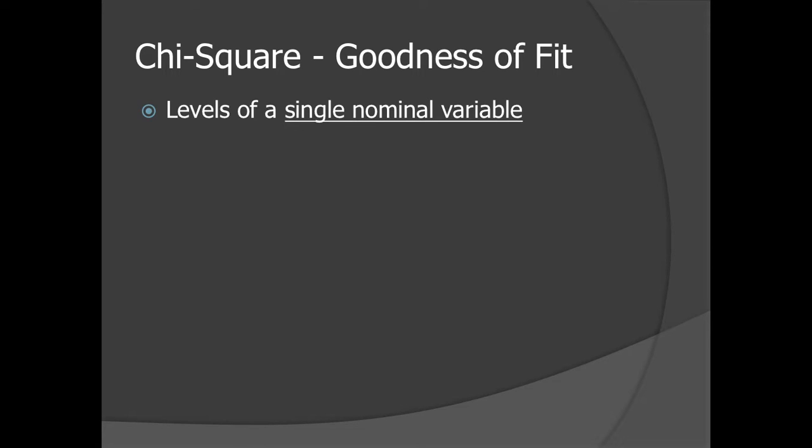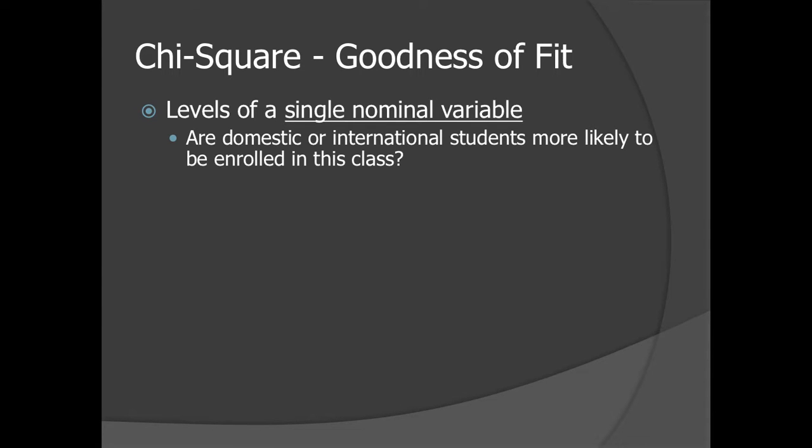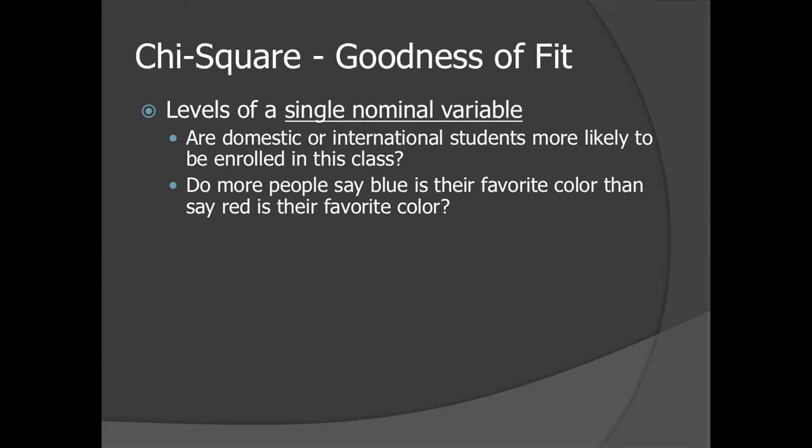So the chi-square goodness of fit test is used when you have a single nominal variable and you're trying to look at different levels of this. So you could ask the question, are domestic or international students more likely to be enrolled in this class? So domestic or international student is a nominal variable. Or you could say, do more people say blue is their favorite color than say red is their favorite color, right? So favorite color is a nominal variable. So the data we would collect for these are frequencies to see how many people are domestic or international, or how many people say blue or red is their favorite color.